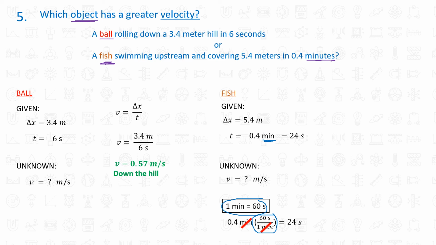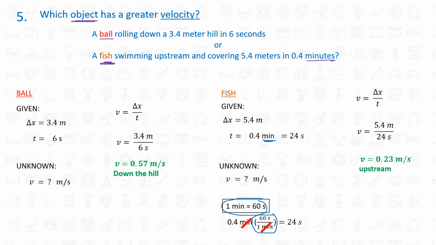So there you go. We have now our meters, 5.4 meter displacement, and we have our time in seconds. So we're ready to solve this. Let's put our velocity equation in there. Let's substitute our values, 5.4 meters divided by 24 seconds. And finally, we get 0.23 meters per second upstream. So those are the directions, down the hill and upstream.